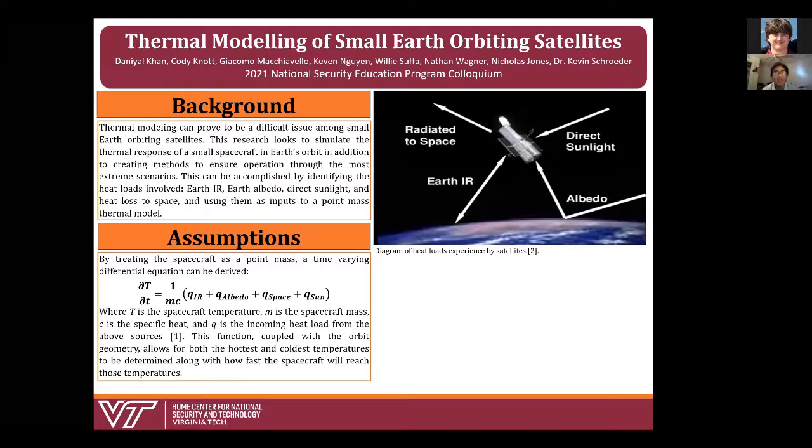Hello, my name is Kevin Wynn, and I'm going to go into some background information to provide some foundation for our research. Thermal modeling can prove to be a difficult issue among small Earth orbiting satellites. However, our research looks to simulate the thermal response of a small spacecraft in Earth's orbit to ensure operation in extreme conditions. By treating the spacecraft as a point mass, a time-varying differential equation can be derived involving the heat loads for Earth albedo, Earth IR, direct sunlight, and heat loss of space. This function, in combination with orbit geometry, allows for the hottest and coldest temperatures to be determined, along with how fast it takes to reach those temperatures.